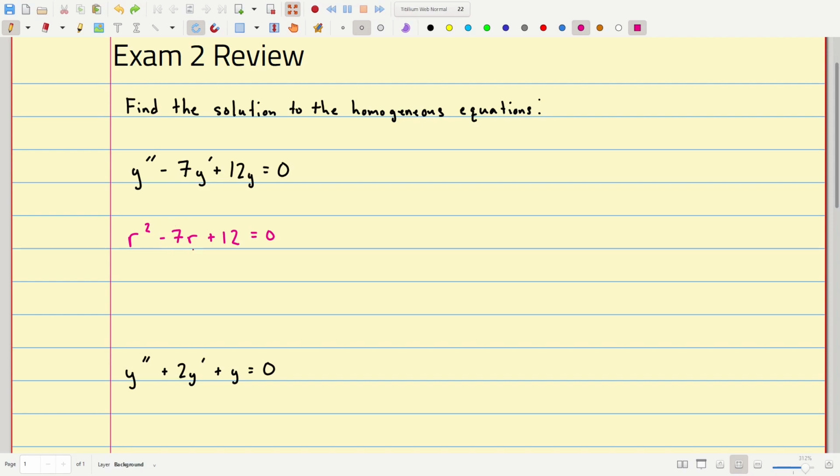Two numbers that add to be -7 and multiply to be 12 are -3 and -4. So this does factor. And what that allows us to do is write our general solution as this. C1 e to the 3t plus C2 e to the 4t, because our roots are real and distinct. Okay? That's all there is, because we have no initial conditions to apply for this problem.